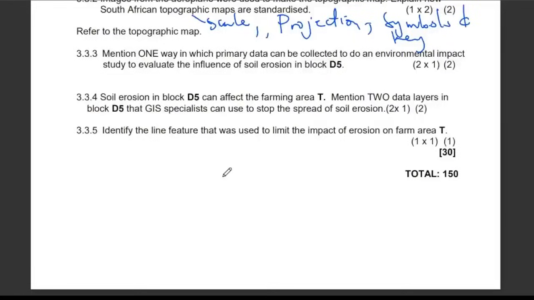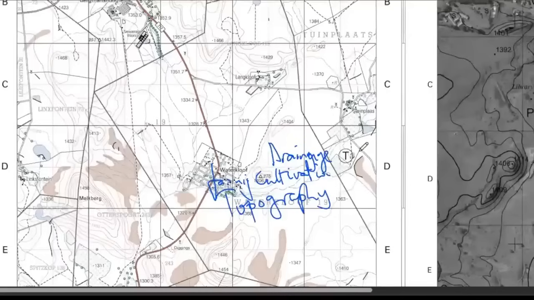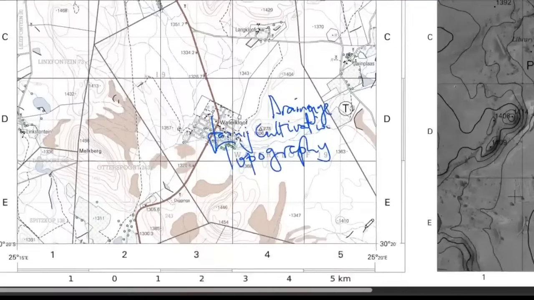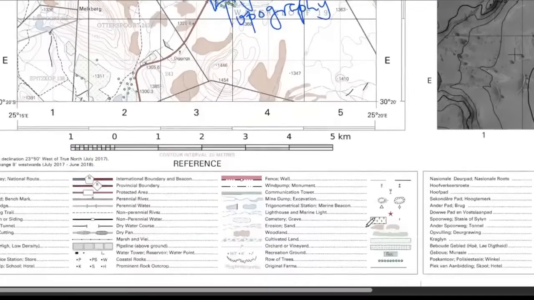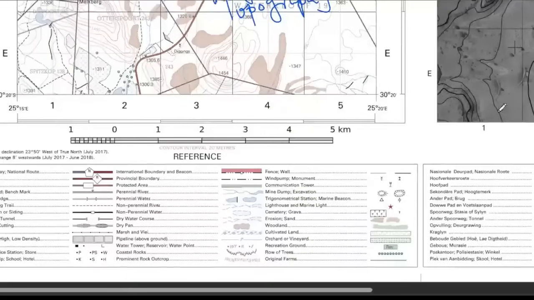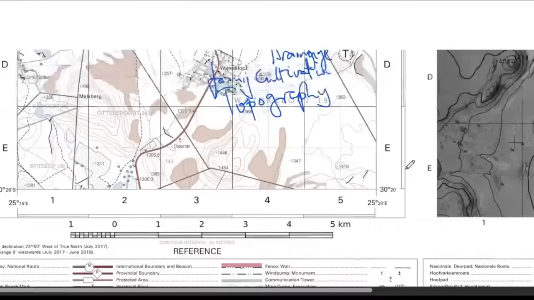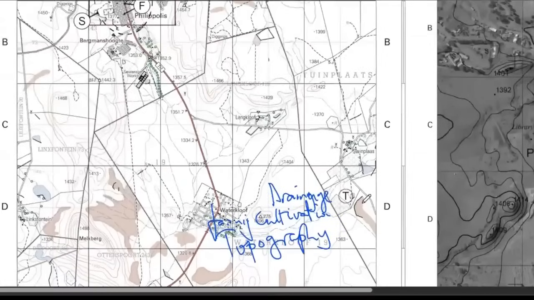of soil erosion. Right, then it says identify a line feature that was used to limit the impact of soil erosion on farm area T. A line feature that was used to limit soil erosion, farming area T. Right, if we check, we have this line feature, this black line here. What are those lines for? We check on our map. Right, we can see that this black line is representing a wall. So apparently they have put a wall to stop erosion here.